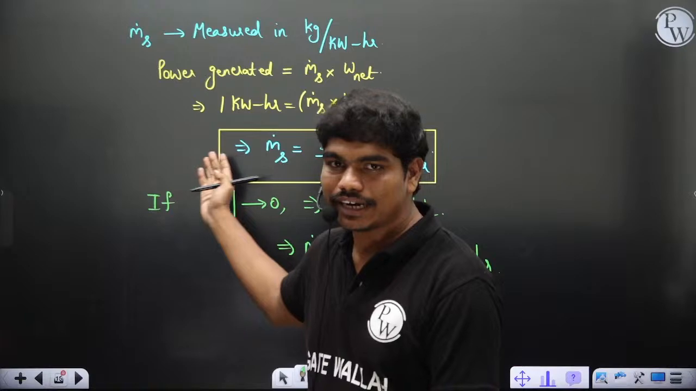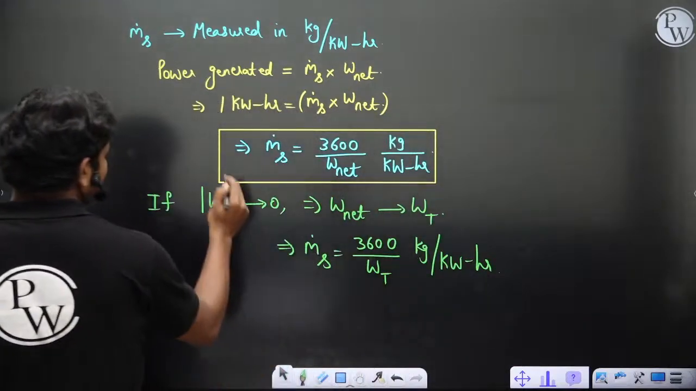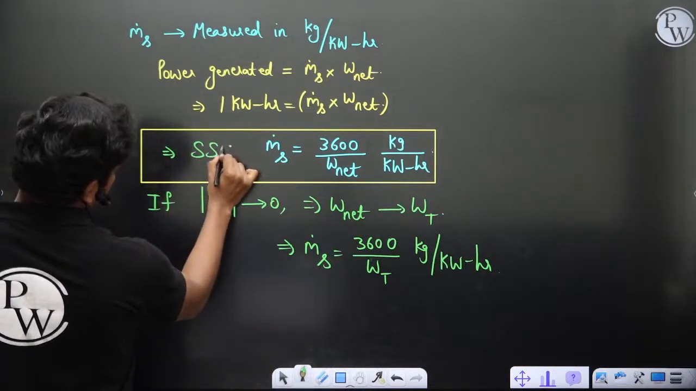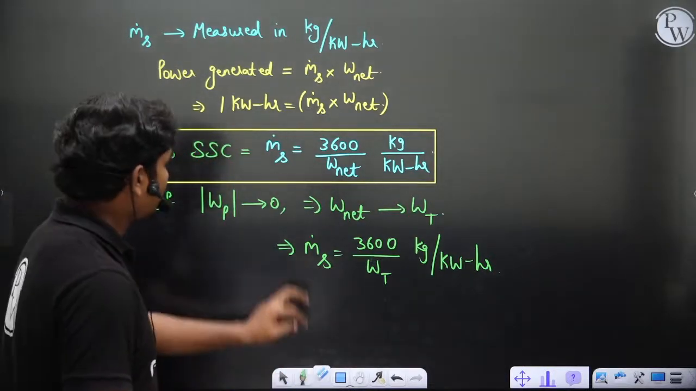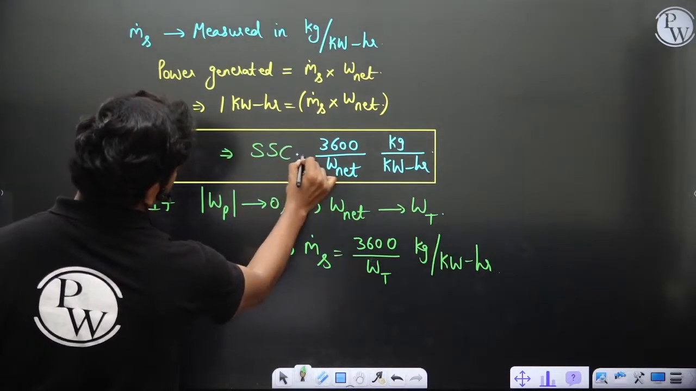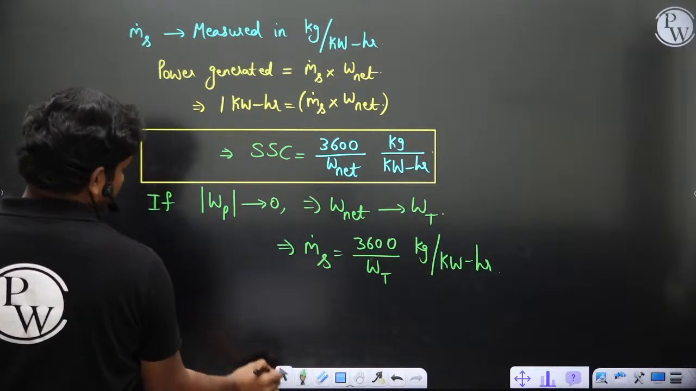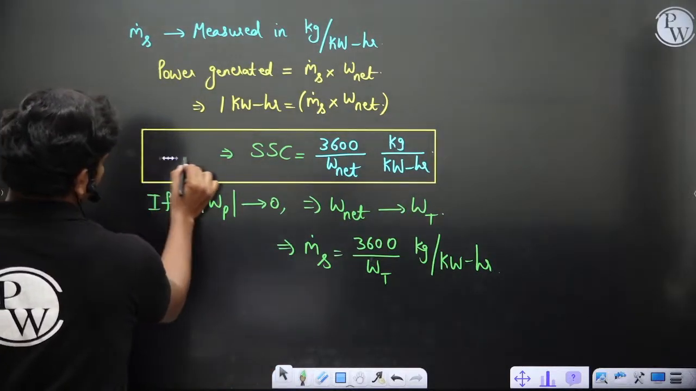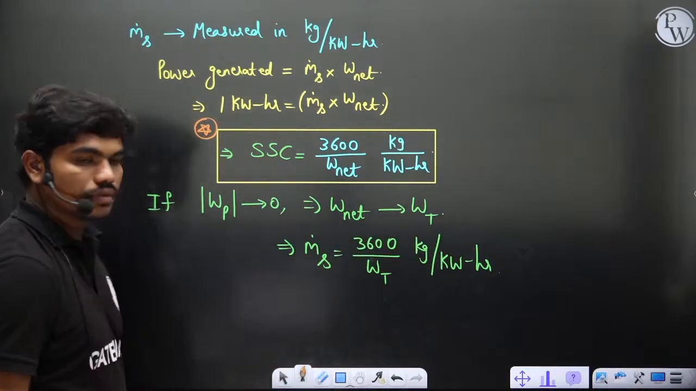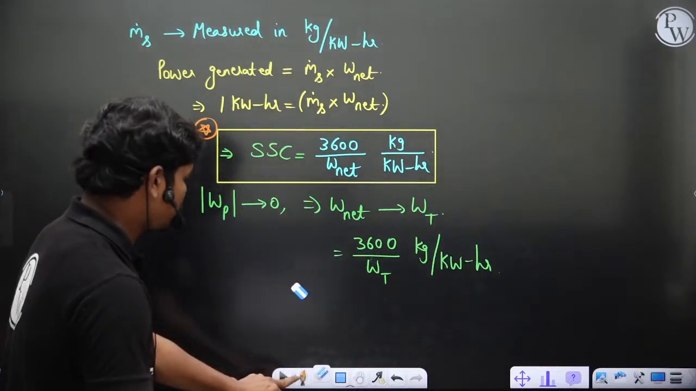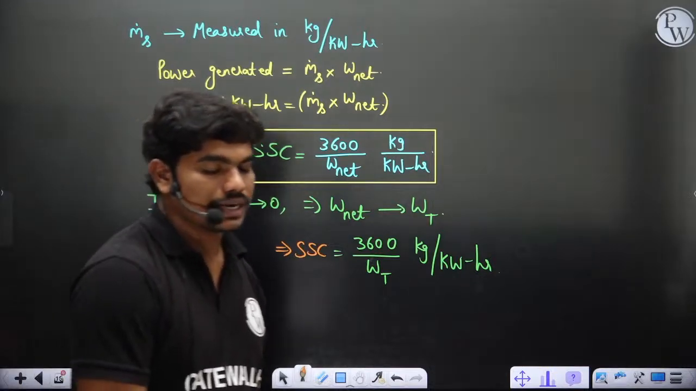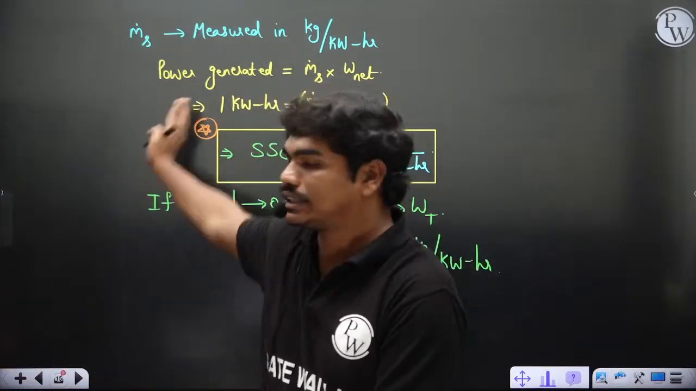If this value is large, then you can write this as SSC, because we have already taken 1 unit for all these things. So SSC, specific steam consumption, is equal to this value actually. Specific steam consumption is equal to 3600 kilojoule per kilowatt hour. It's not directly m dot s, you can write SSC because we have already kept 1 here. So SSC is what you can keep, because we have already said it's 1 unit, by putting 1 on the left hand side.